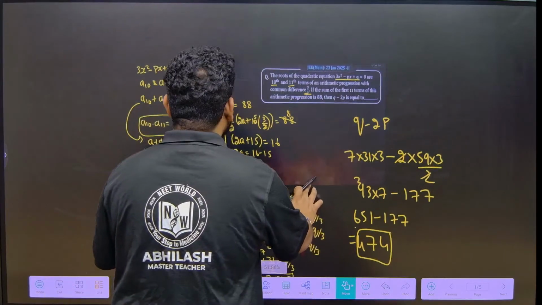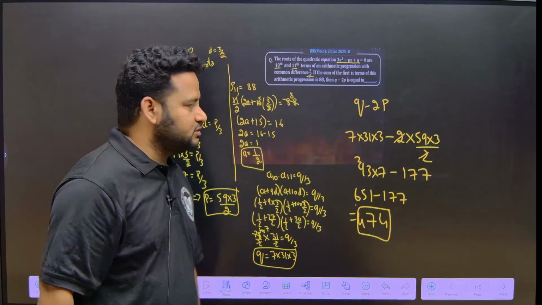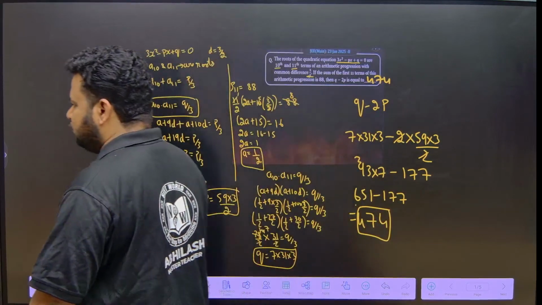474 is the right answer to this question. There is no option here, this is a numerical value based question. So the answer to this question is 474.